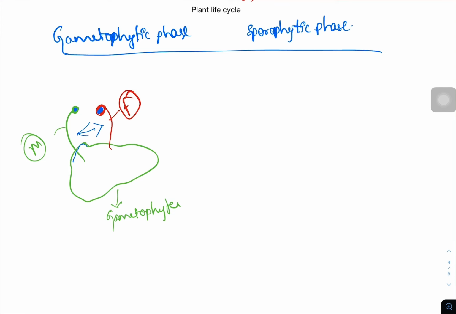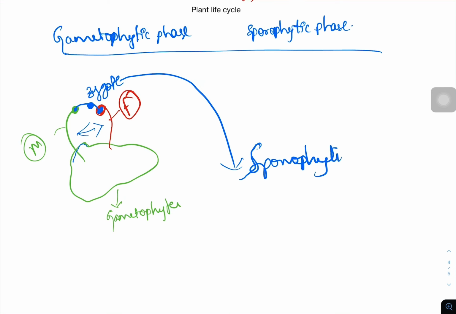There is a male gamete, there is a female gamete. Male gamete and female gamete fuse and they form zygote. This zygote falls down. When this falls down, it produces a structure called a sporophyte. In some organisms, the zygote falls down. In some plants, the zygote remains within the plant itself. But as of now, let's not go into that part. Now, it is just to understand what gametophyte and what sporophyte is. Okay, so from the zygote, a sporophyte is produced.